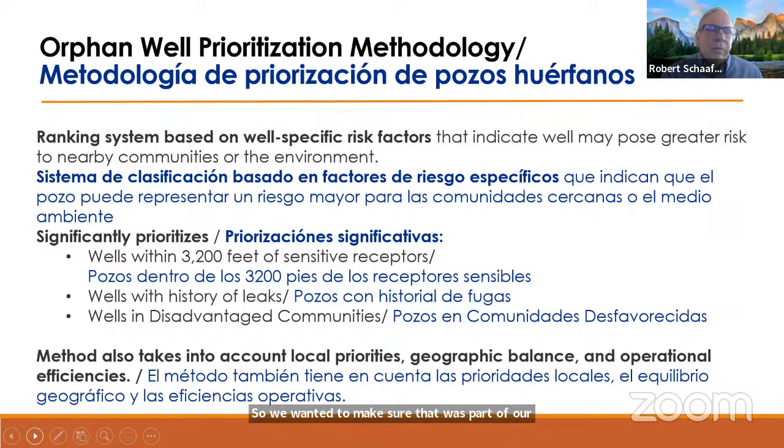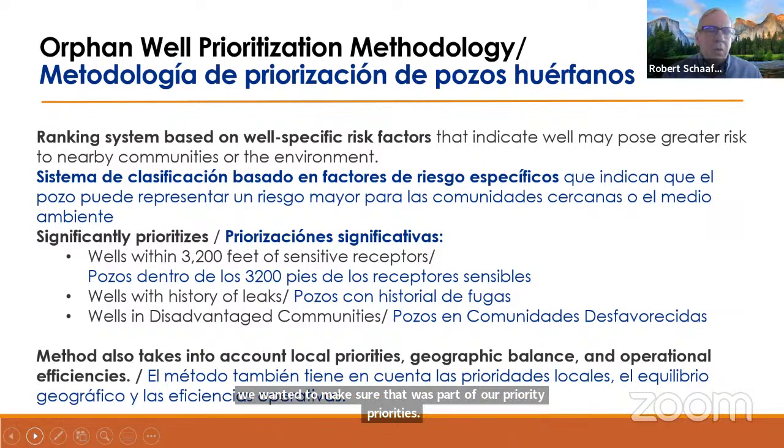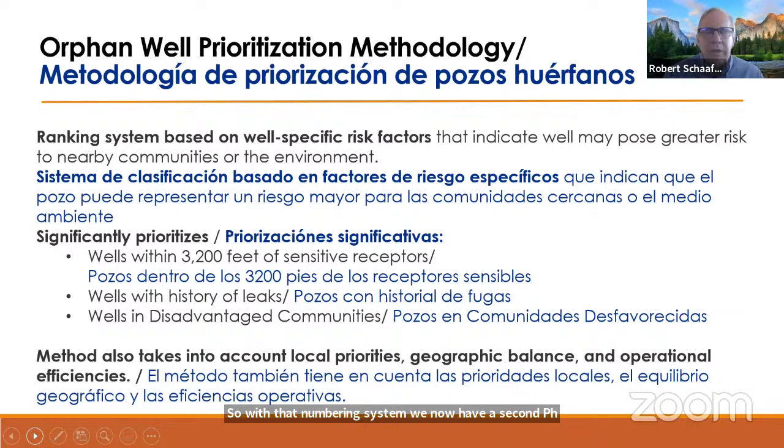So with that numbering system, we now have a second phase where we're taking into account local priorities, like what we're doing here today, making sure we're meeting the goals of local cities and counties throughout the state. We do want to make sure that our program is going to be geographically balanced, meaning again that it's across the state of California, that all the areas that have produced oil or are producing oil are going to get programs. And we want to make sure we do as many wells as we can with the money we have.